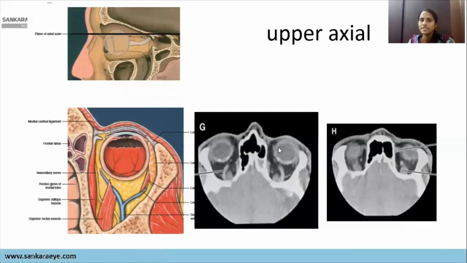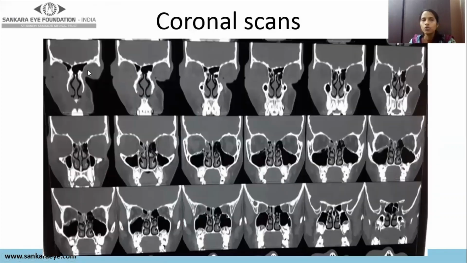Further higher up, you will see the superior part of the globe, lacrimal gland, superior ophthalmic vein, then the frontal sinus, and then the superior orbital soft tissues with the rectus muscle, and this is the trochlea. So coronal scans are taken from anterior to posterior. So in the initial anterior scans, you will not appreciate the lateral and the inferior wall. And it comes into picture only from somewhere around mid coronal.